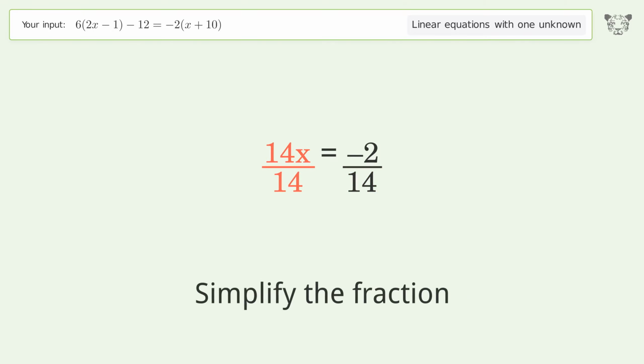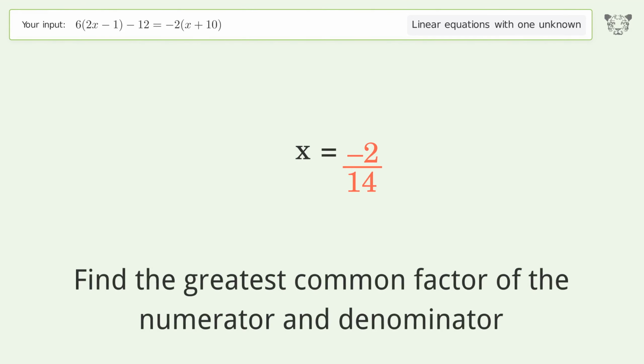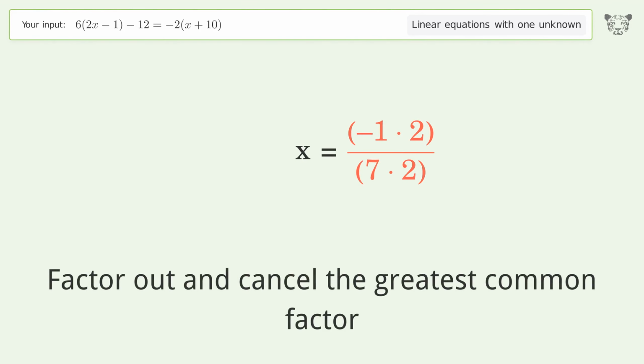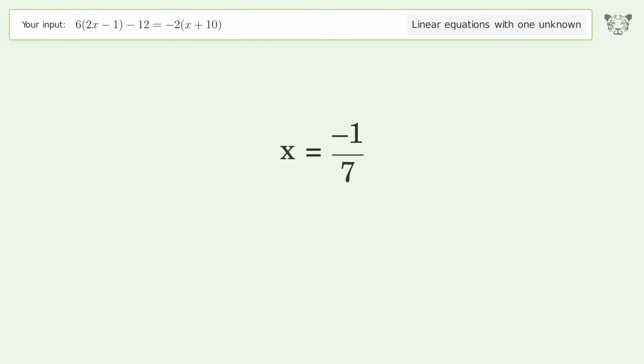Simplify the fraction. Find the greatest common factor of the numerator and denominator. Factor out and cancel the greatest common factor. And so the final result is x equals -1/7.